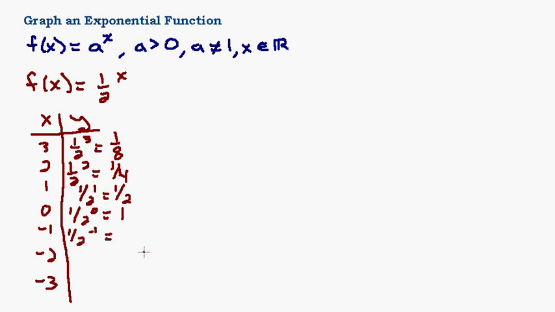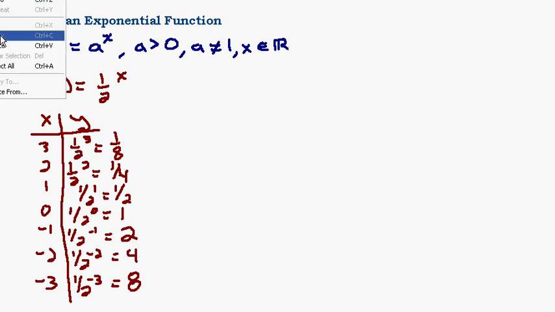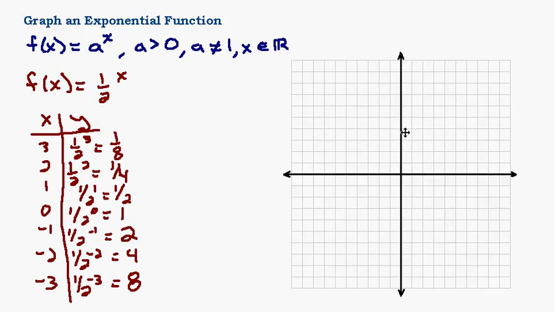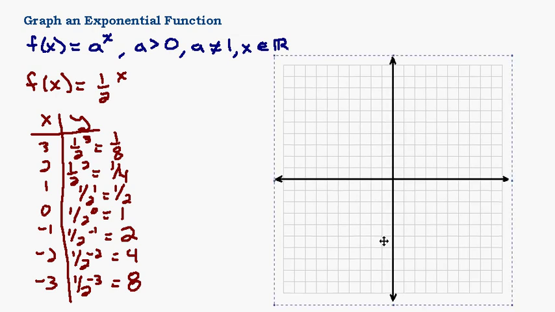1/2 to the -1. Okay, remember this means reciprocal. So I'm going to flip the 1/2, that turns it into a 2, and then take it to the 1st power, which is just 2. 1/2 to the -2. So the negative tells me to flip it, the 2 tells me to square it. Flip it and square it. Flip it is 2, square it is 4. 1/2 to the -3, flip it is 2, cube it is 8. So these numbers look really familiar, don't they? They should, because they're the same numbers we got last time, except they are paired up with different values of x. So let's take a look and see how that affects our graph.